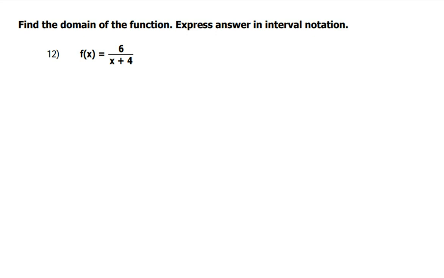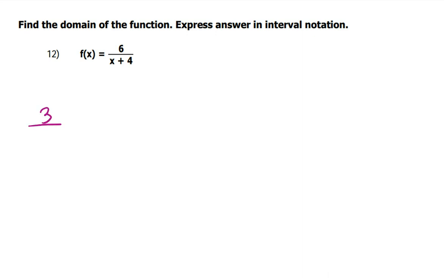However, if your function has a denominator where there is an x in it, or if you have a square root sign, a radical, then there's some issues. And this one has a denominator of x plus 4. Now, when you're in fraction land, there's one thing you cannot do, and that is divide by 0.